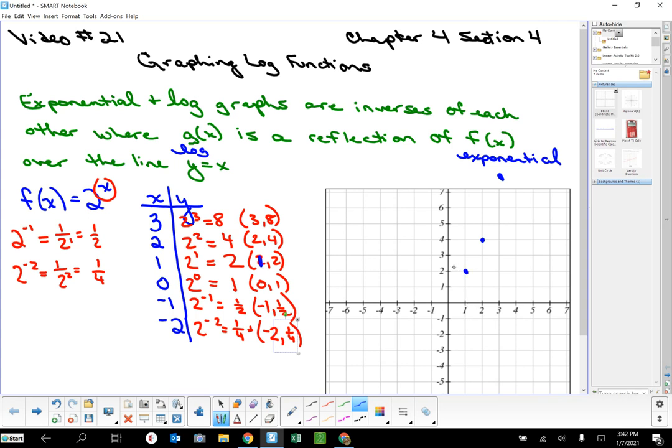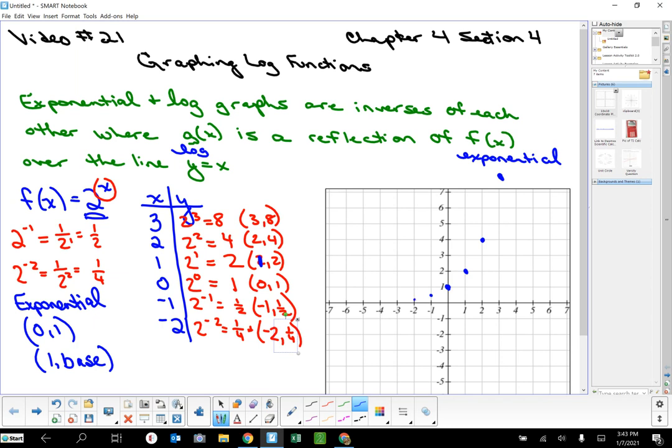1, 2. And remember, when we did exponentials, we said all exponential functions, just as a quick reminder, go through the point 0, 1, and they all go through the point 1, the base. And in this one, the base is 2, right? So this should go through the point 1, 2. And then 0, 1. That's why they all go through the point, because anything to the 0 is 1. Okay, and then we have -1, 1/2, and then -2, 1/4.